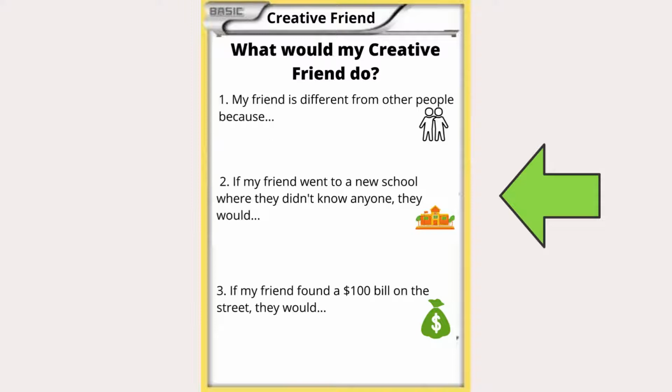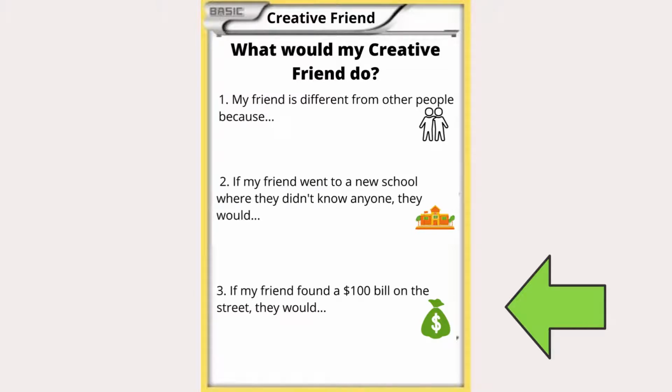Let's keep thinking about your friend and wondering what they would do in certain situations. If your friend went to a new school where they didn't know anyone, they would do what? Take your time and answer as specifically as you can about what your friend would do. If it helps, ask yourself, what would my friend tell me to do if I was at a new school and didn't know anyone?